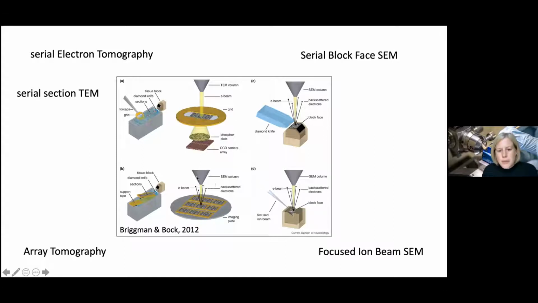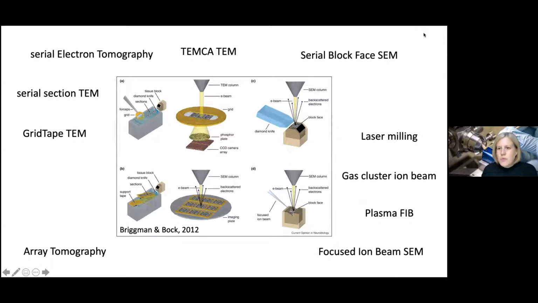And again, these big sample carriers can go into a scanning electron microscope, and then the sections are imaged sequentially. And then you have improvements in cutting and the start of automation of sectioning, so that we can pick up thousands of sections at a time. And for this, we now have GridTape TEM and TEMCA TEM, which are imaging thousands of sections through the transmission EM. And then improvements in the ion beam and the block face techniques.